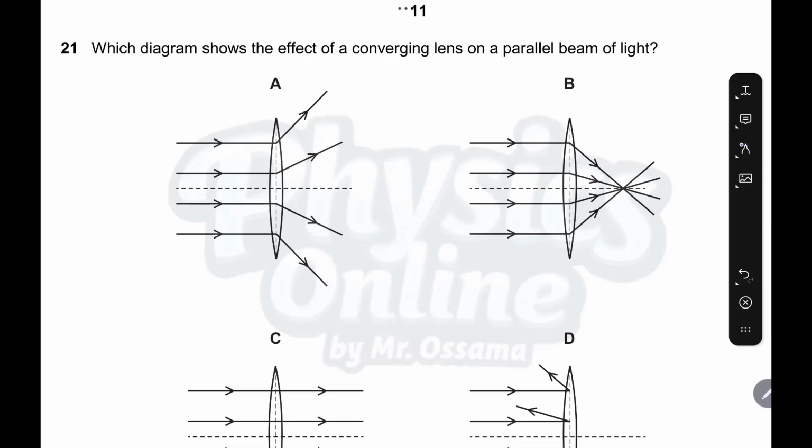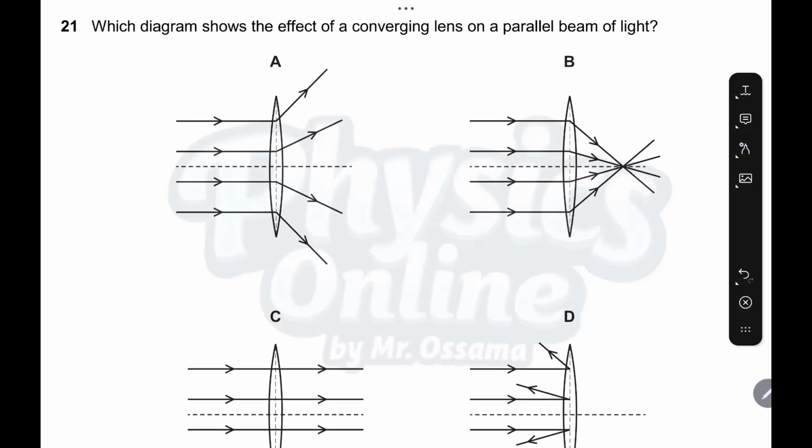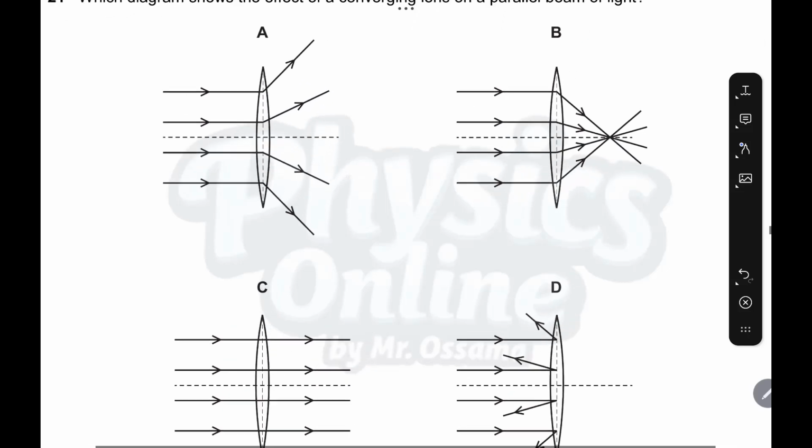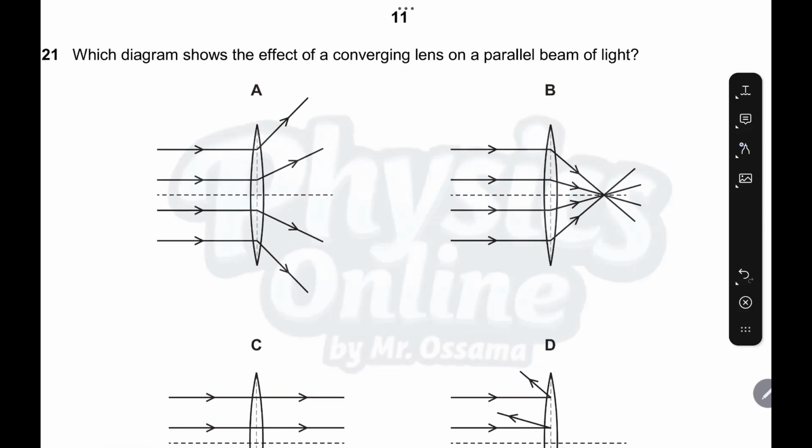Which diagram shows the effect of a converging lens on the parallel beam of light? The converging lens will collect the incident rays in one point, which is the focus. So the answer is B.